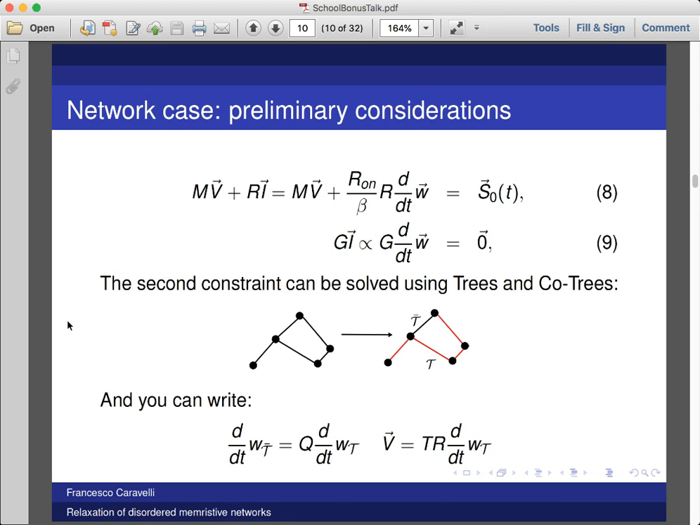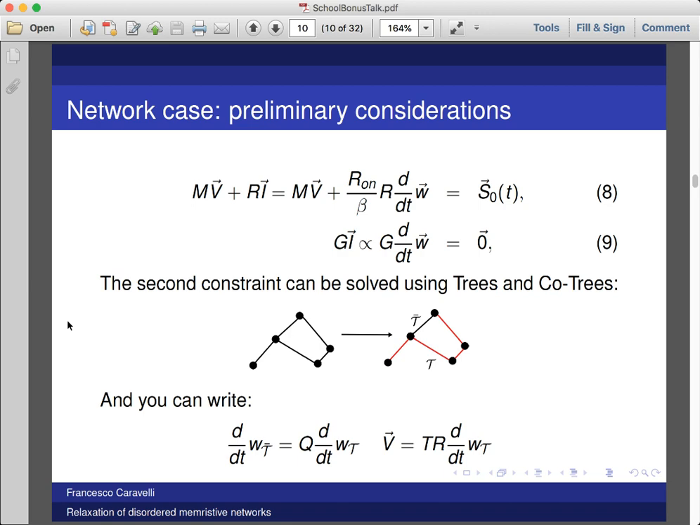So I'm going to rather skip this, but the idea is the following. If you have a graph, you can always do the following splitting. You take a tree, a spanning tree in the graph, and then given this spanning tree, you can always divide the network into the edges that are in the tree and the edges that are not in the tree. And this is called tree-cotree splitting. If you have this splitting, then you can actually express the resistances, or if you want, the voltages on the tree as a function of the voltages on the cotree.